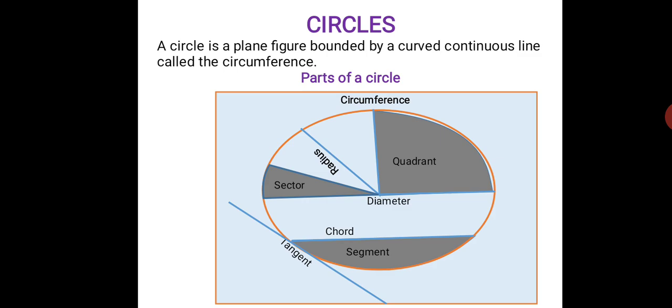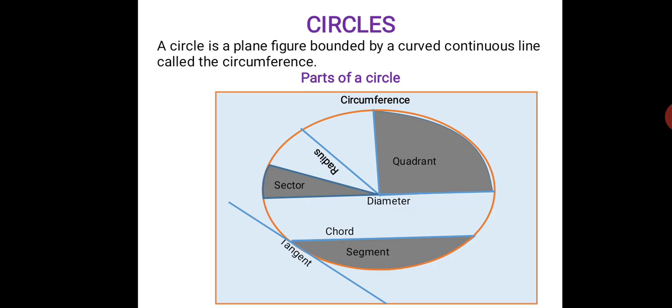You can see the part of a circle, the sector. The sector is bounded by two radii and an arc. We have the quadrant, an area bounded by two radii at right angle and an arc. You have the segment. The segment is bounded by a chord and an arc. Sector, quadrant, and segment are areas. The other ones are lines.